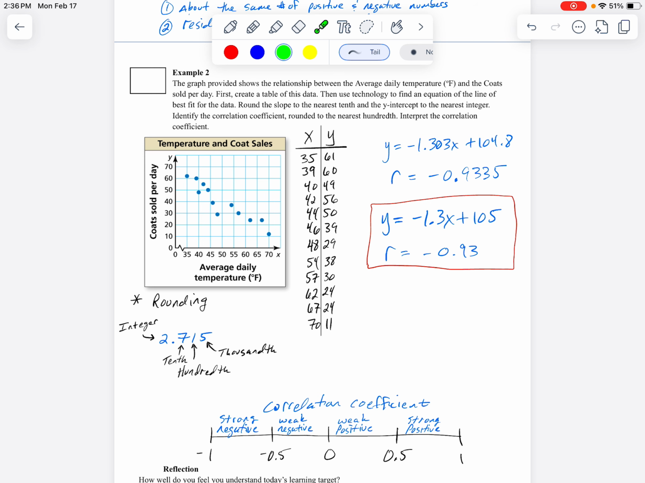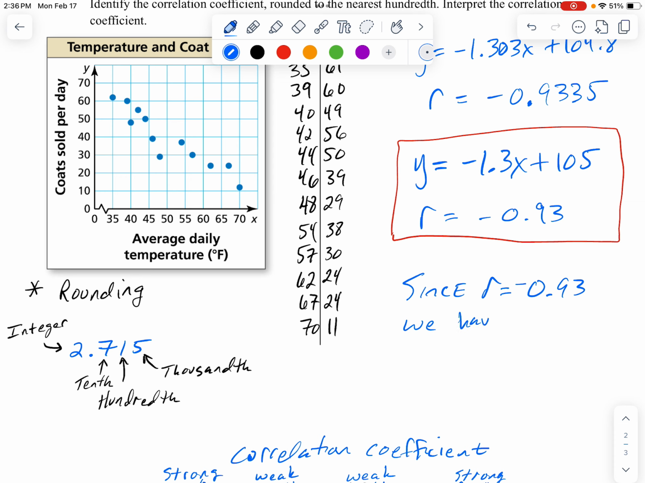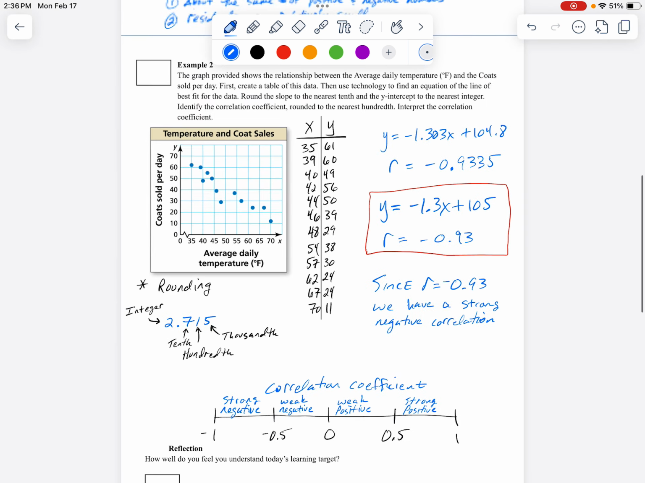So if we were to answer this question, interpret the correlation coefficient, we would want to say something like this. Since r equals negative 0.93, we have a strong negative correlation. And that's all you need to include. Is it weak or strong? Is it positive or negative?